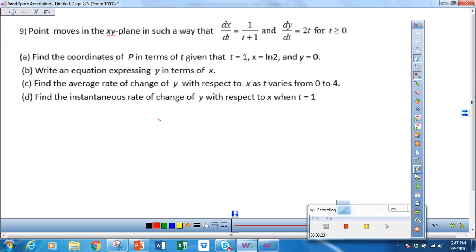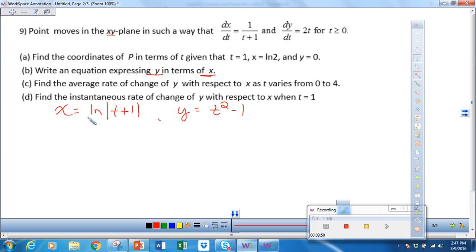For B, we're going to have to go back to what we just wrote. We know that x is equal to the natural log of t plus 1, and we know that y is equal to t squared minus 1. And they want us to write an expression for y in terms of x. So that is just eliminating the parameter is what they're asking us to do here.